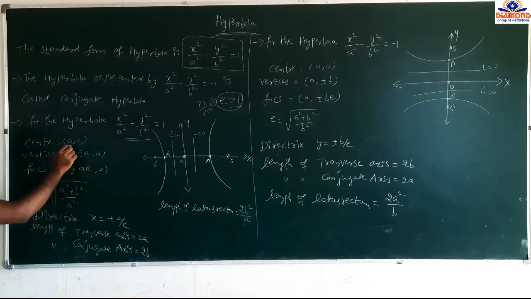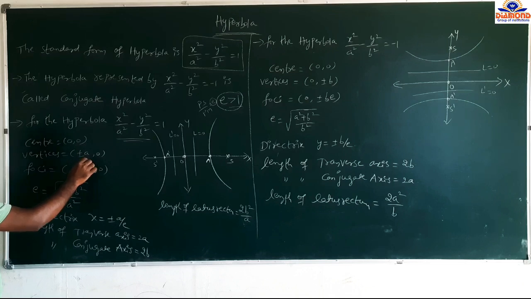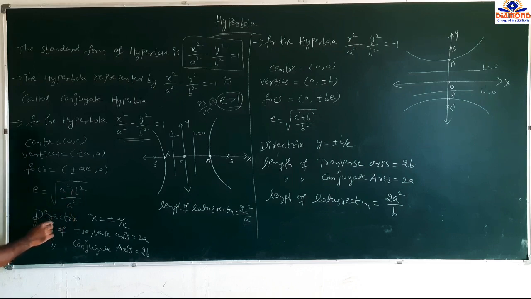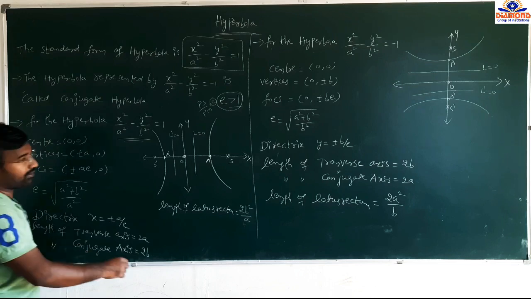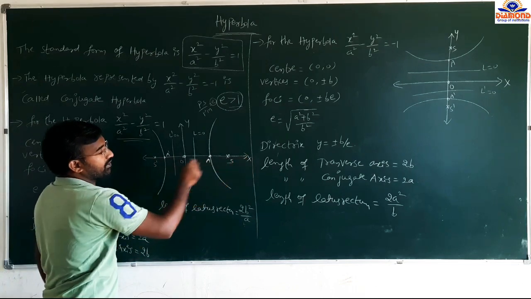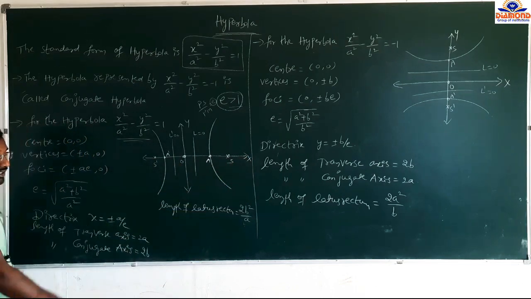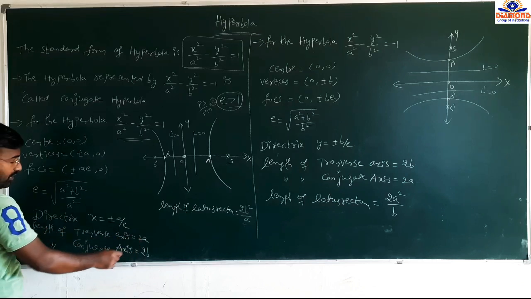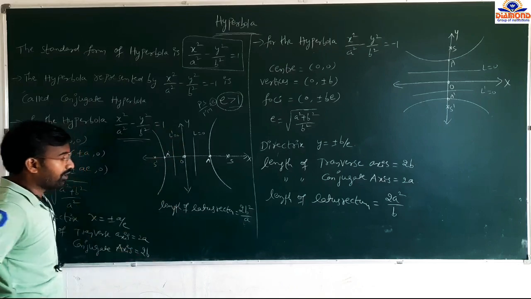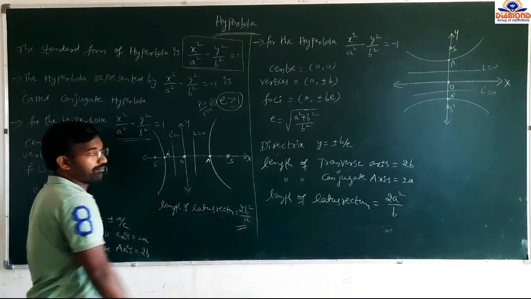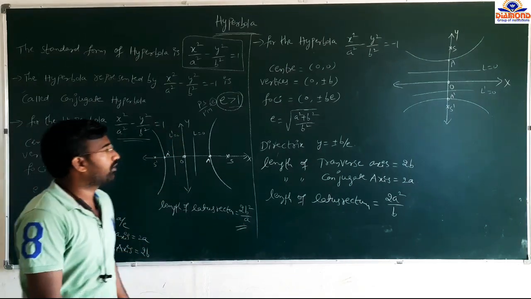The center is the origin, vertices plus or minus a comma 0, foci plus or minus a e comma 0, eccentricity is under the root of a square plus b square by a square, directrix x equal to plus or minus a by e. The transverse axis passes along the x axis, and its length is 2a. The length of the conjugate axis is 2b, along the y axis. The length of the latus rectum is 2b square by a, almost the same formula as the ellipse.